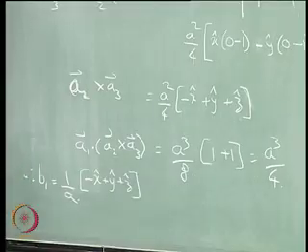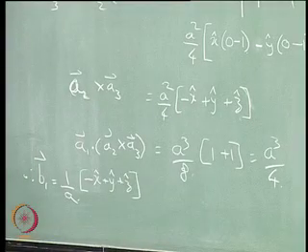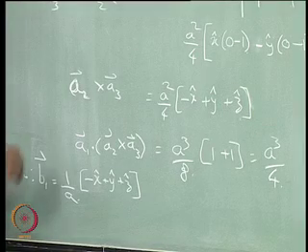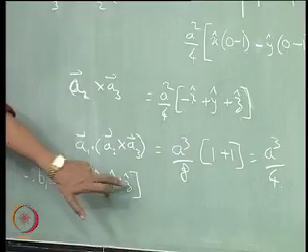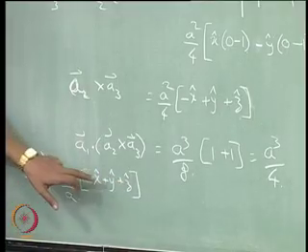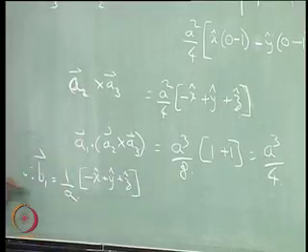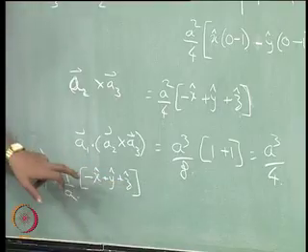So this is B1. Okay. Similarly, if you do the calculation by symmetry, you will find that B1 gets you minus x plus y plus z, B2 will get you minus y plus x plus z, and B3 will get you minus z plus x plus y.